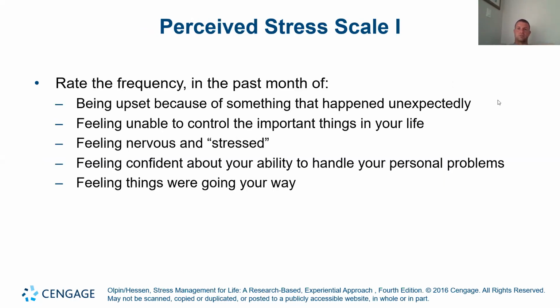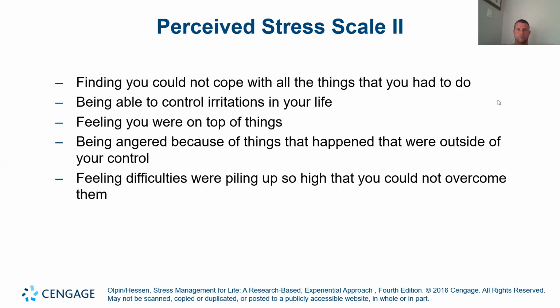Right? Perceived stress scale. Rate differing points in the past month of being upset because of something that happened unexpected, feeling unable to control important things in your life, feeling nervous and stressed, feeling confident about your ability to handle, or feeling things were going your way. Finding you could not cope with it all, being able to control, feeling you were on top of things, being angered because of things that happened that were outside of your control, and feeling difficulties were piling up so high that you could not overcome them. So again, you can see through this, it has ones where you're overwhelmed or you're in control.